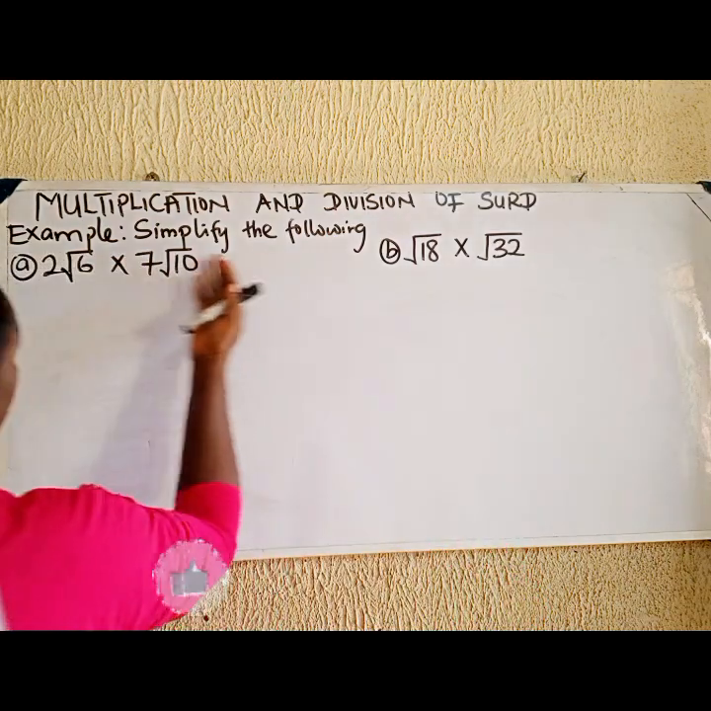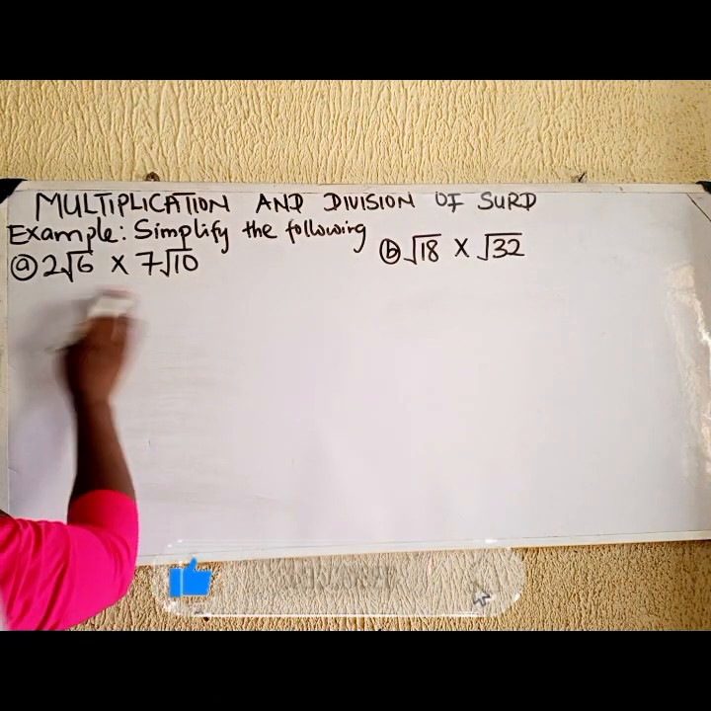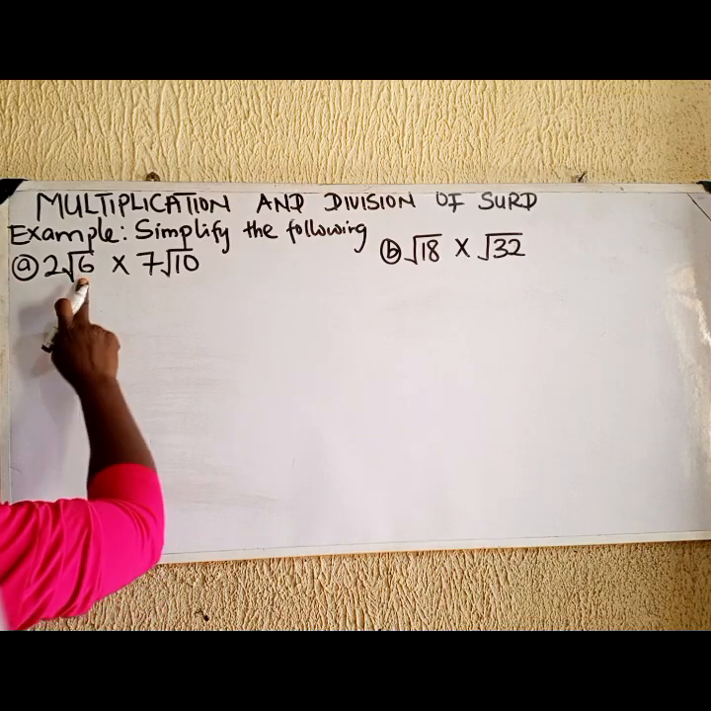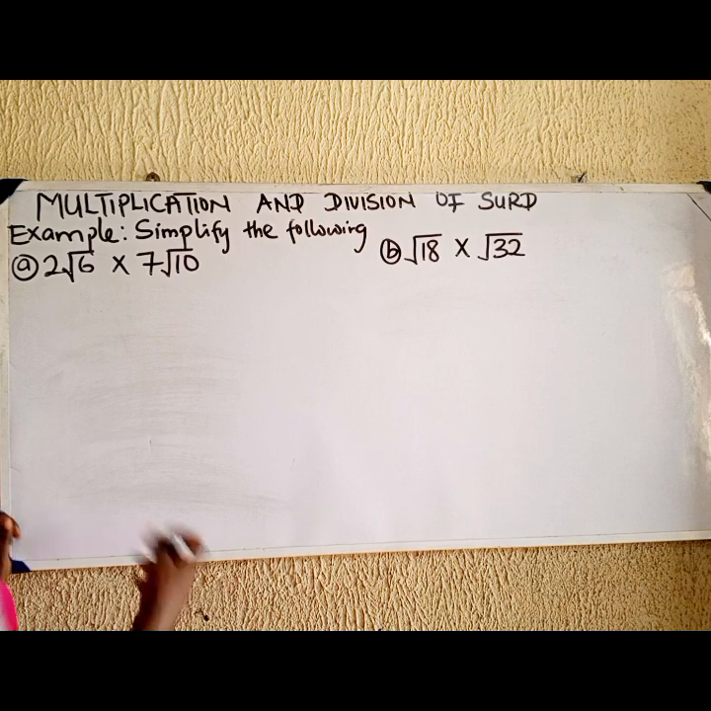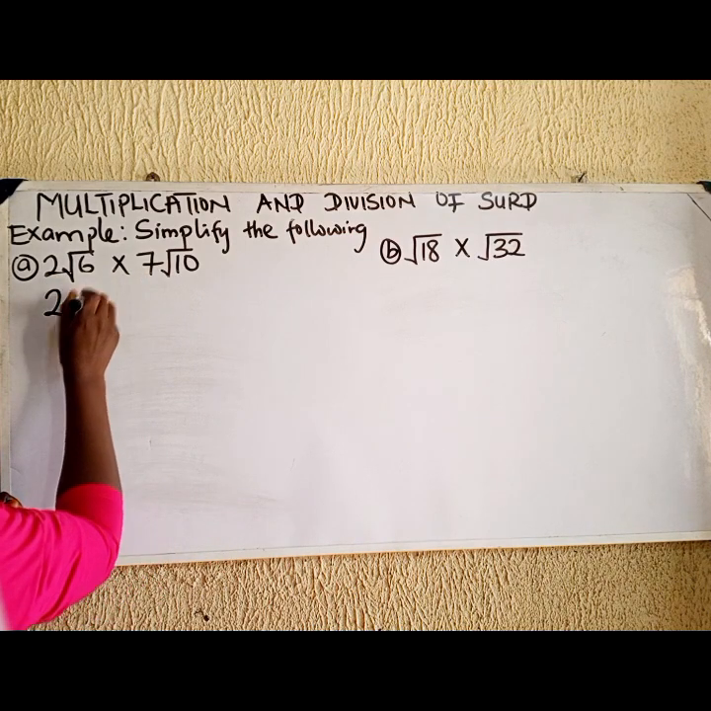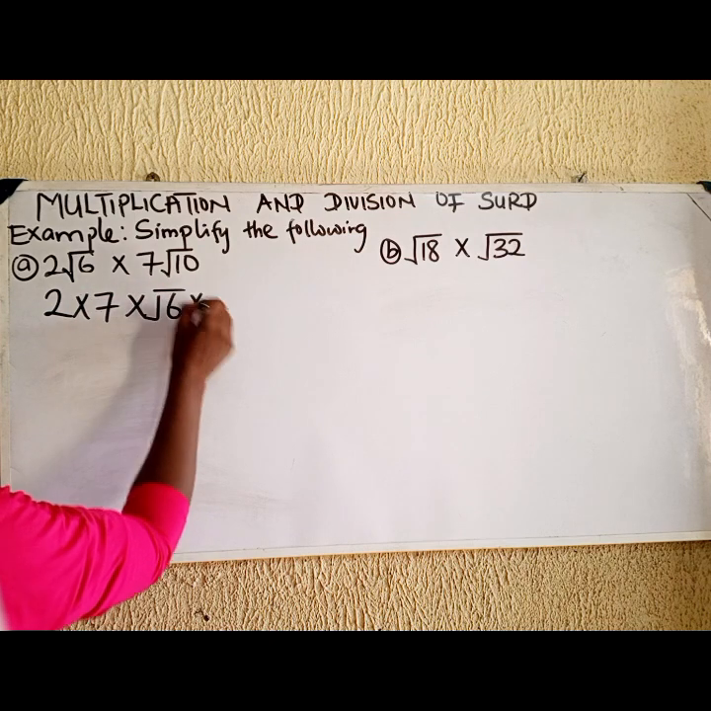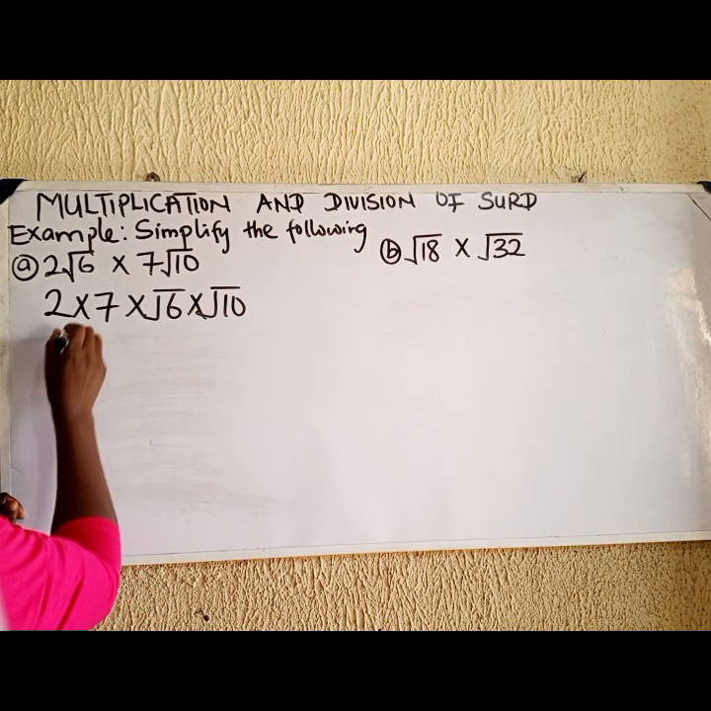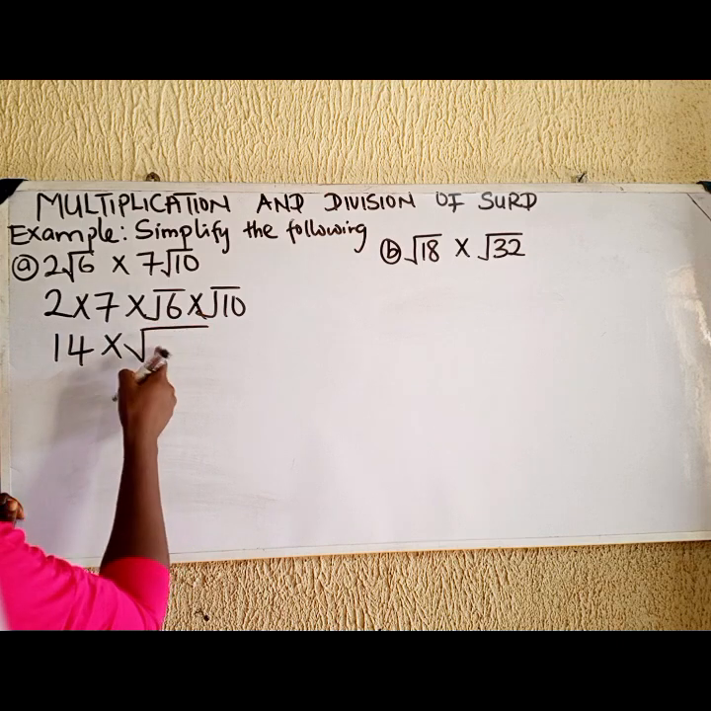If you are given this example to simplify, you're asked to multiply 2 root 6 times 7 root 10. Look at these numbers in the square root. We cannot simplify them further. So we multiply. This will multiply this. So I have 2 times 7 times root 6 times root 10. And 2 times 7 will give me what? 14 times. I'll put these two in a single square root.